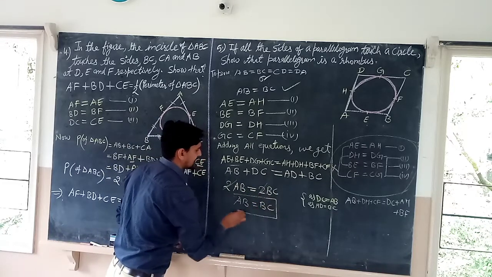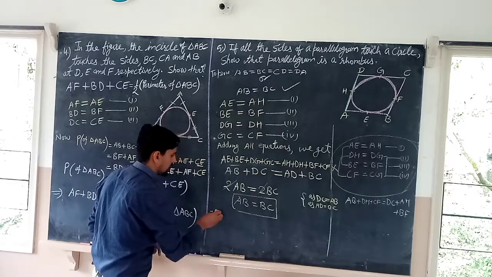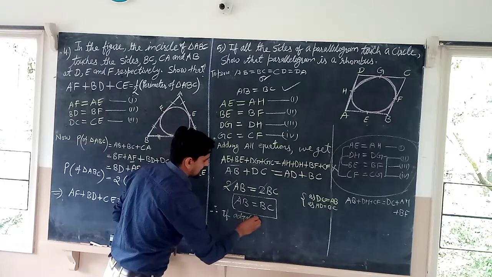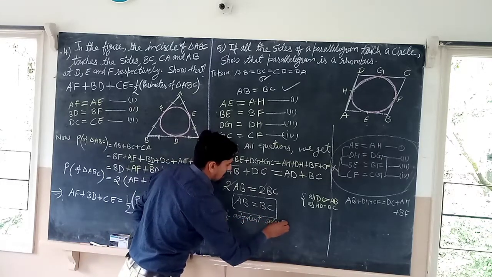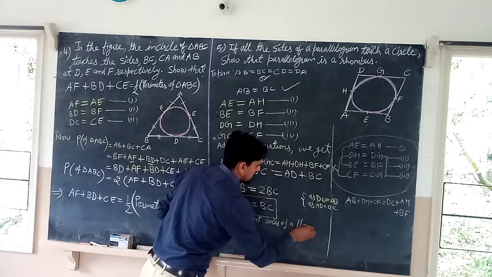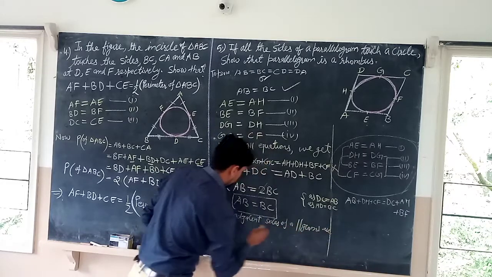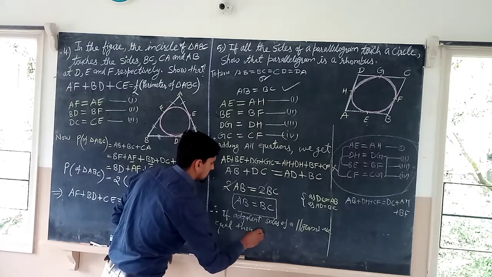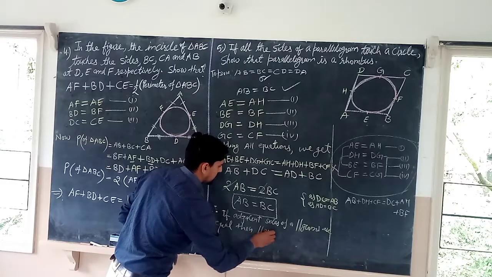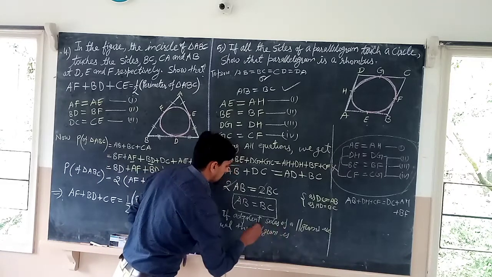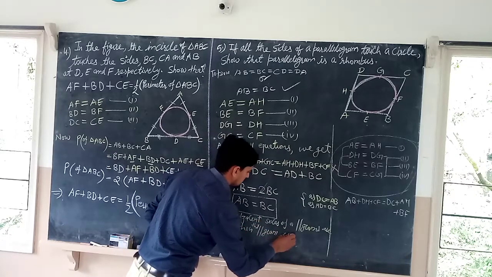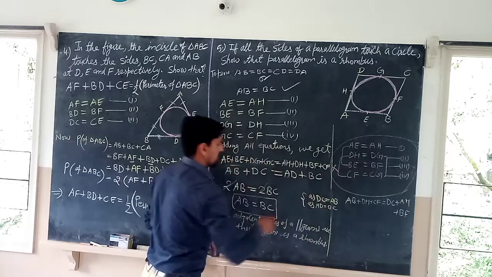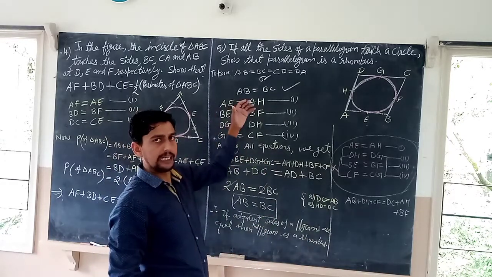That means adjacent sides of a parallelogram are equal. Therefore, if adjacent sides of a parallelogram are equal, then that parallelogram is a rhombus. Right? So this is the way you can tackle this problem.